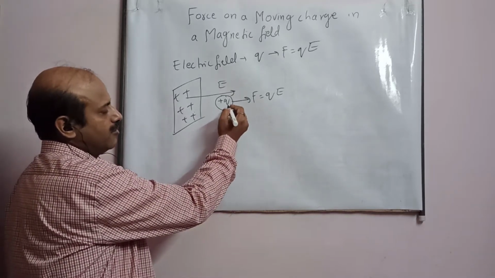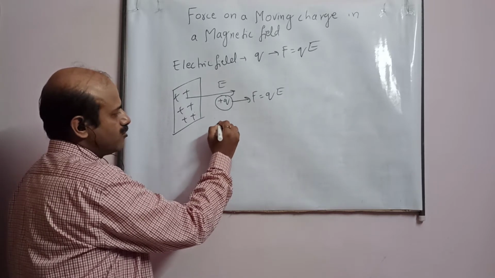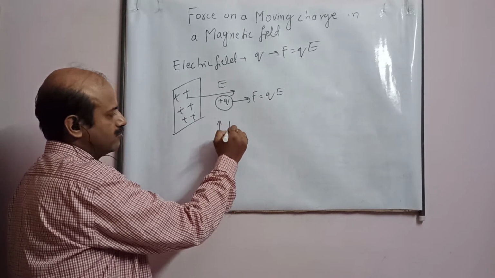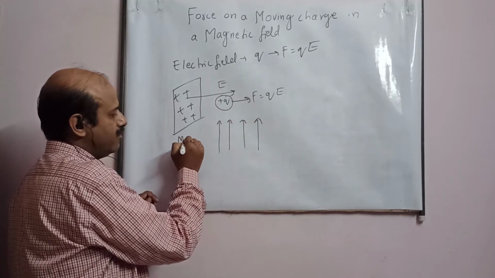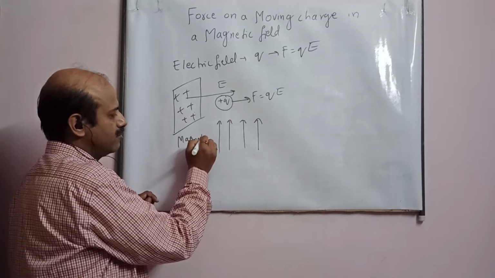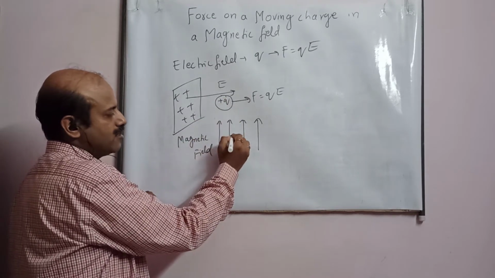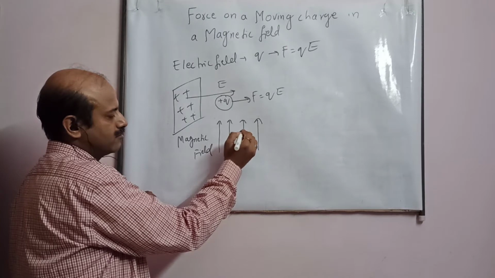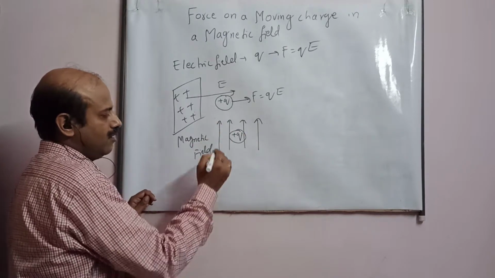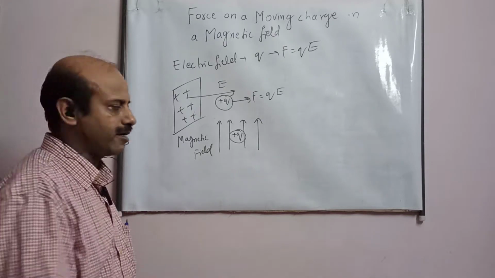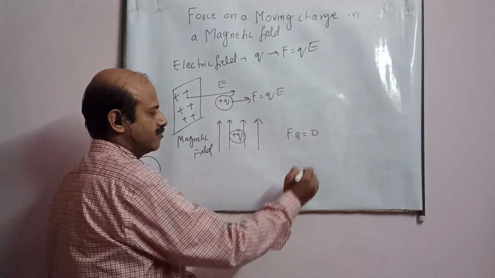Now, student, what happens? Suppose here there is a magnetic field also. This is magnetic field, student. And now I have placed this charge. Now it is observed that there is no force acting. Magnetic force is 0, student.